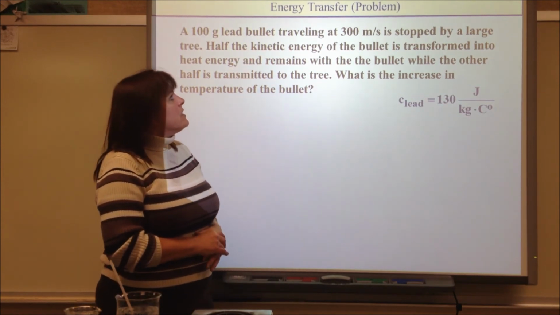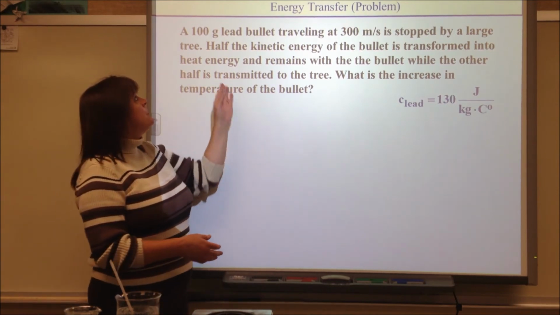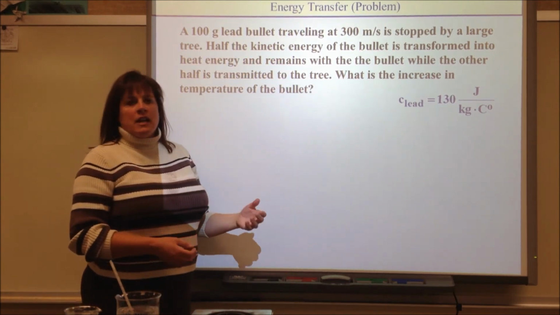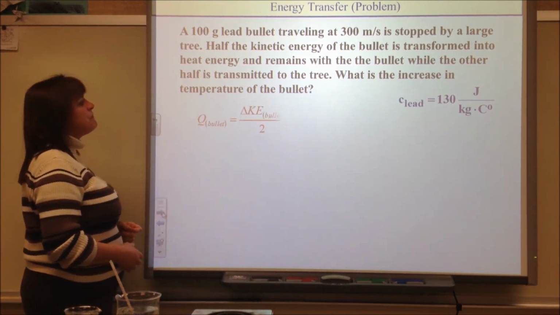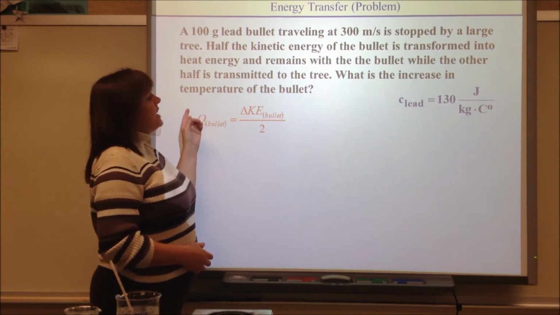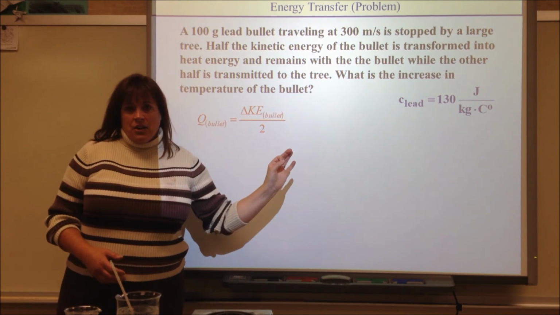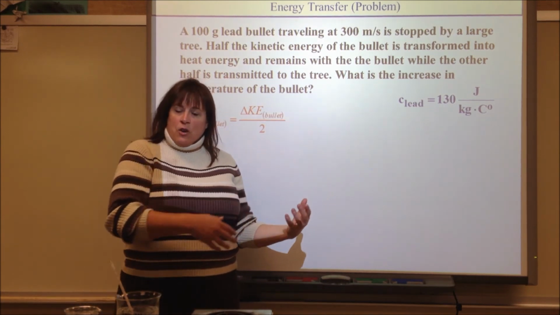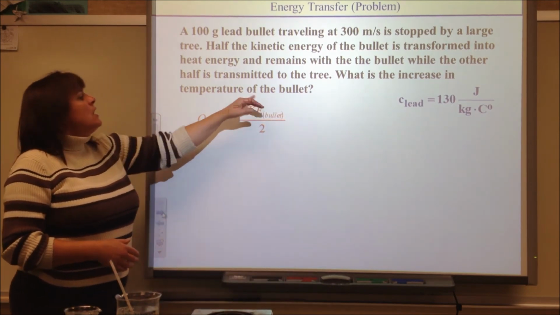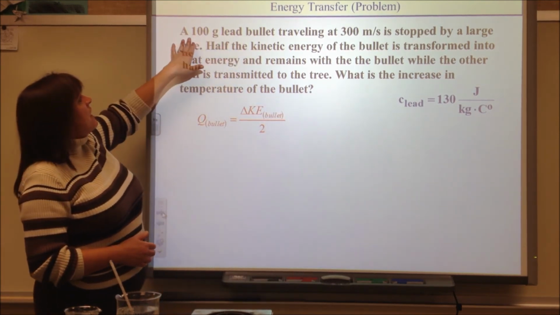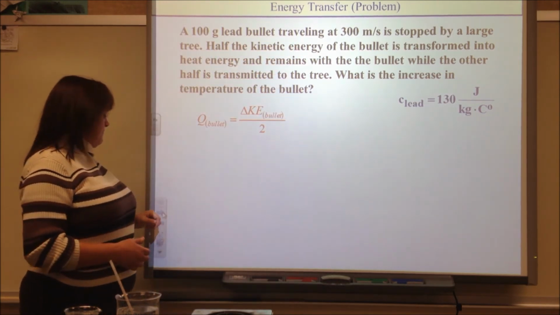Well, first thing we have to do is figure out how much heat energy is generated. So the heat energy is coming from the kinetic energy of the bullet. Well, remember, kinetic energy, the equation is 1/2 mv squared. Now, the heat that is being generated by the bullet is only half of the kinetic energy, right? Because some of the kinetic energy is actually going into the tree, or some of that heat is being generated in the tree itself. So we need to take the kinetic energy, 1/2 mv squared, of our bullet and divide that by 2.